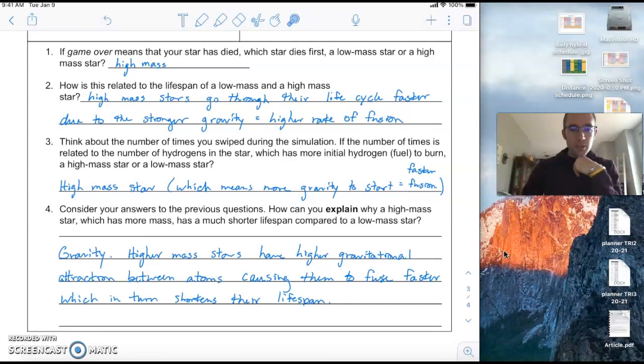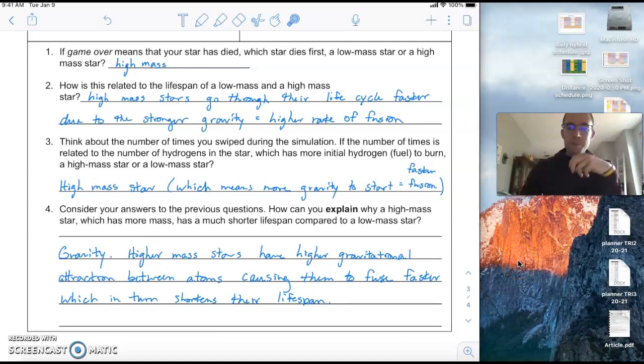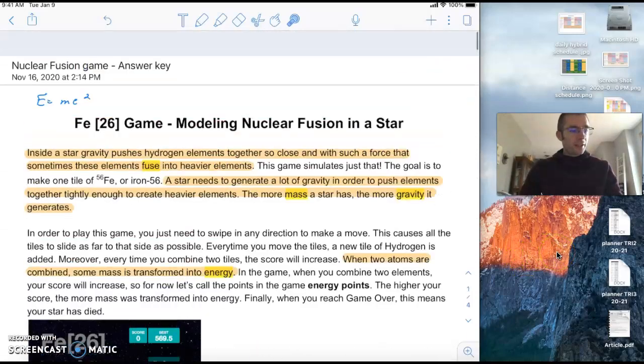Consider your answers to the previous questions. How can you explain why high mass stars, which have more mass, have a shorter lifespan? Well, it comes down to gravity, okay, and that whole E = mc squared. Higher gravity means a higher rate of fusion, meaning it's going to burn its way through its fuel faster. And if you didn't see it burn through faster, I would say go back to the game and try it again. Set the timer for 90 seconds and just go crazy for a high mass star to kind of see, it goes quite a bit more quickly. Okay, so that's that for the explain.